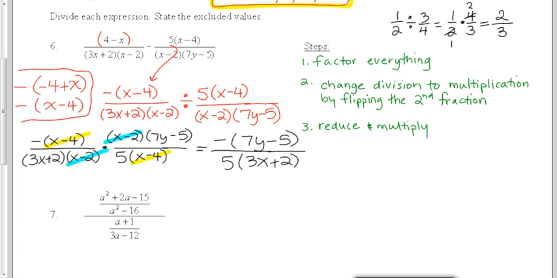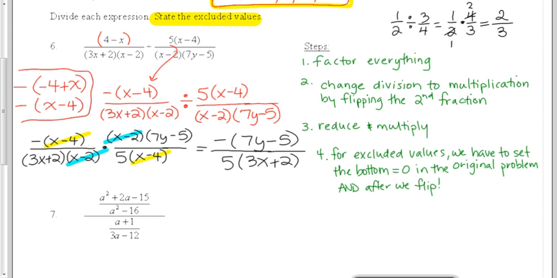The only thing I didn't address with this is up in the directions here, they asked me to state the excluded values, which I didn't do anything about in this problem. And with division, we have something a little different that happens. So for the excluded values, just like always, we had to set the bottom equal to 0.